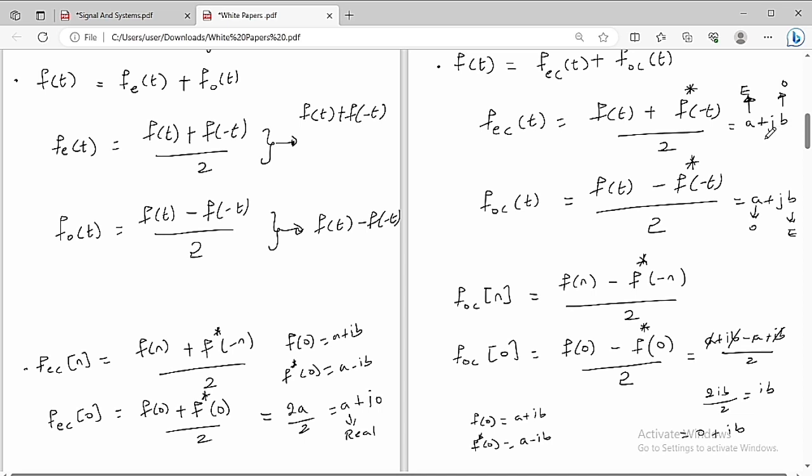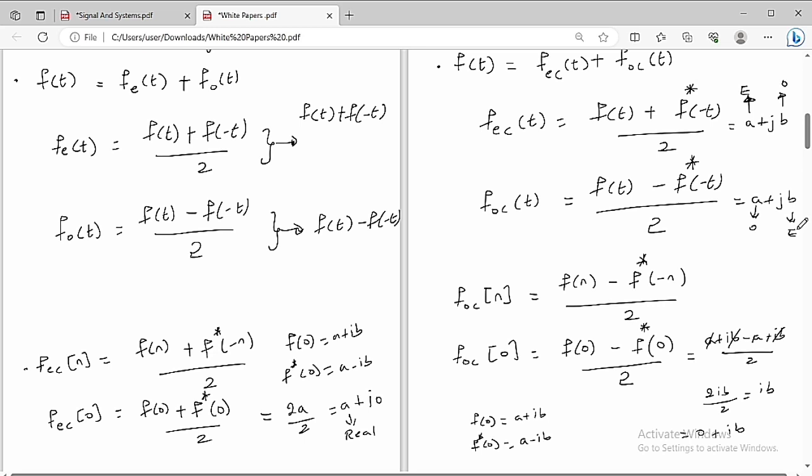So for APC of n, the sample at n equal to 0 is purely real, and the real part is even, and the imaginary part is odd. Similarly, for FOC of n, the sample at n equal to 0 is purely imaginary, and the real part is odd, and the imaginary part is even.